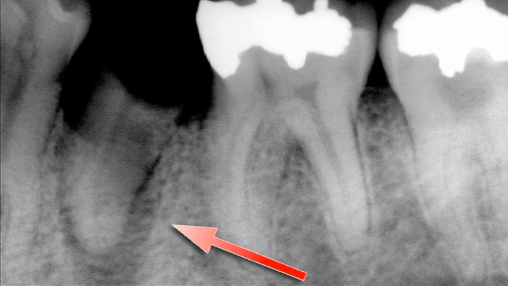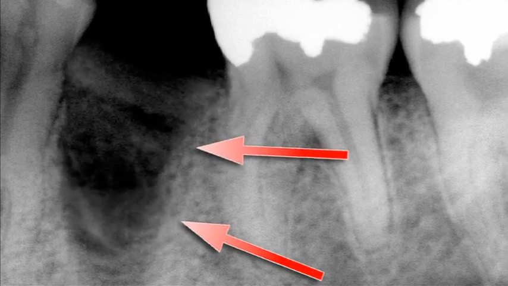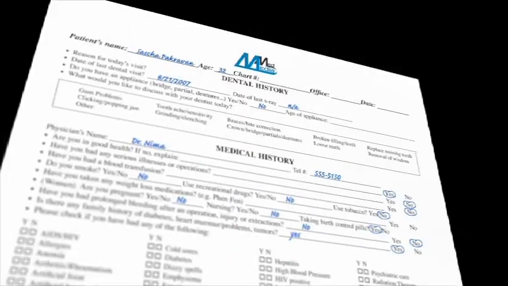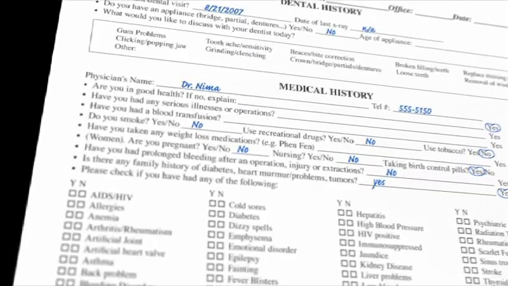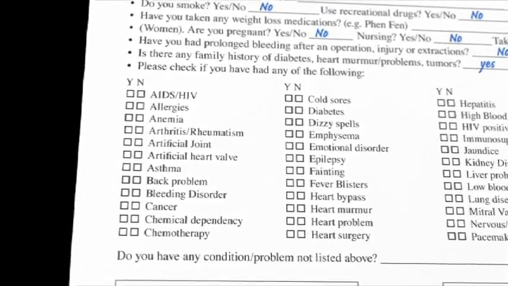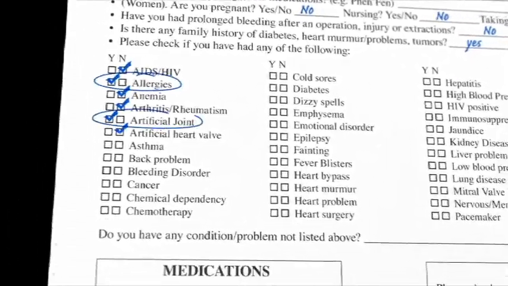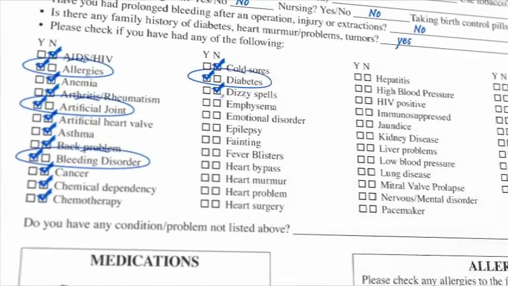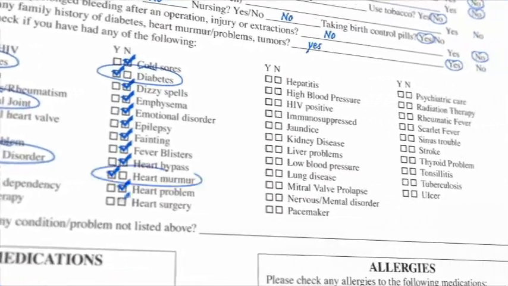A tooth extraction refers to the procedure of removing a tooth from its socket. Before we start, it's important that you notify your dentist of your medical condition, such as whether you have any artificial joints, diabetes, or a history of heart and valve conditions.